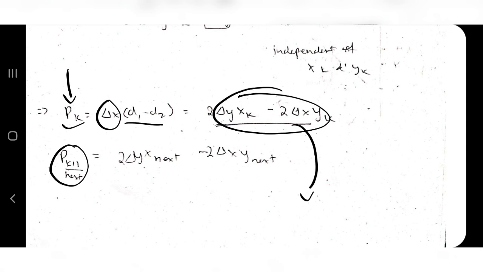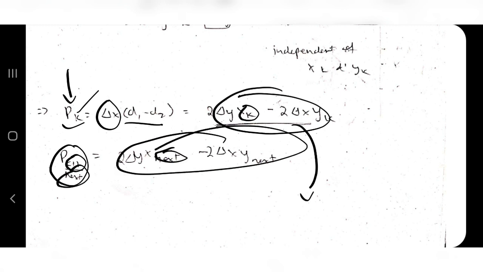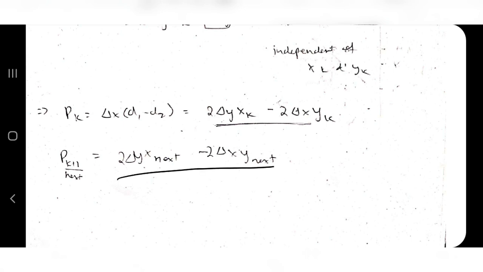Pk plus 1 is nothing but just at k as x next, because xk is for k. For k plus 1 means it's also called as next. So either you can write x next or xk plus 1. So this is the important formula. We'll be using this formula in the further derivation.